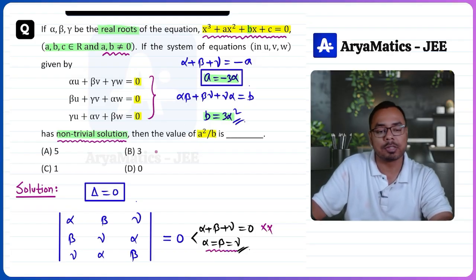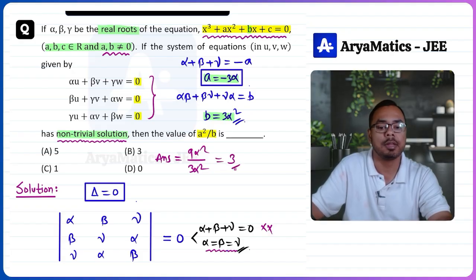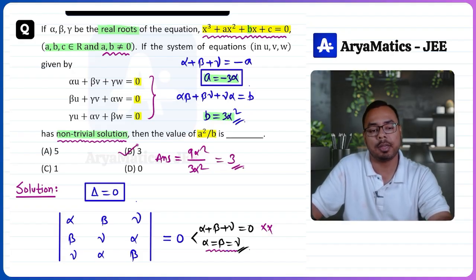We have to find a square by b. Right. So just substitute the values here. A square means we have 9 alpha square, and b means 3 alpha square. Alpha square you can cancel. Ultimately, you will get 9 by 3, which is 3. So the correct answer for this problem will be option B.